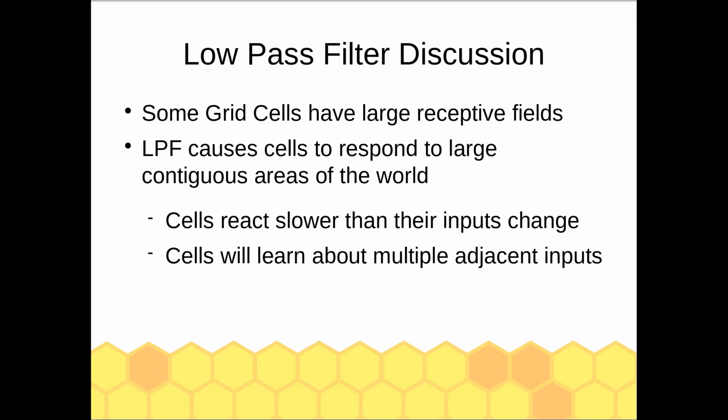Now let's discuss the low-pass filter. Grid cells respond to areas of the world, which are also known as receptive fields. Grid cell receptive fields have many interesting properties. They're circular, they repeat in a hexagonal grid, and they are all about the same size. Grid cell receptive fields pose problems which the spatial pooler can't solve alone.